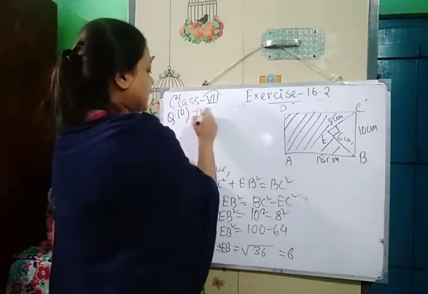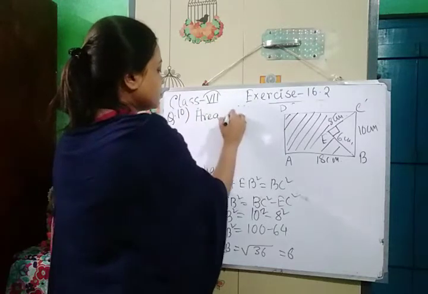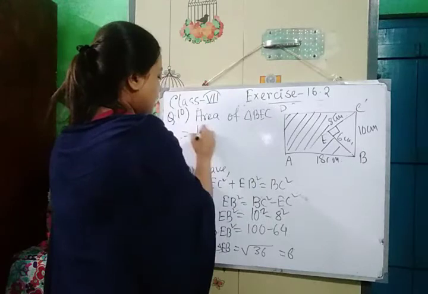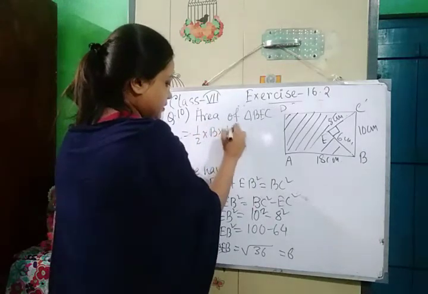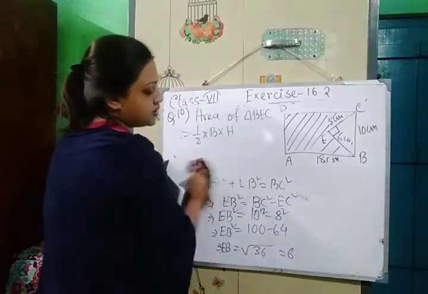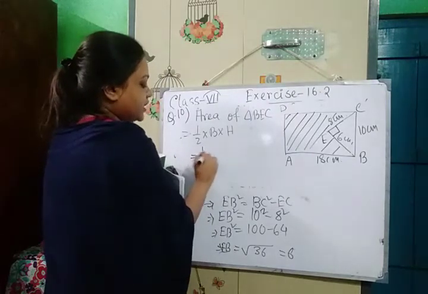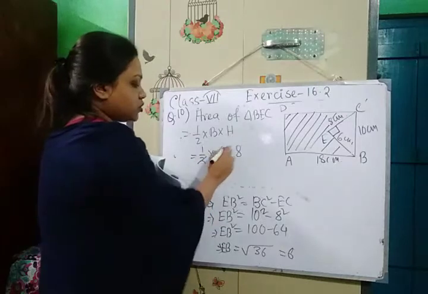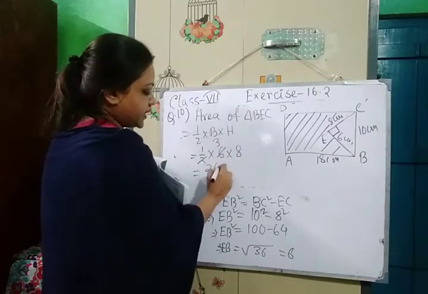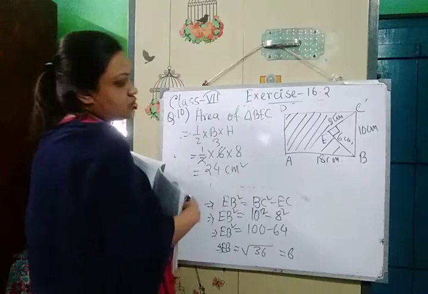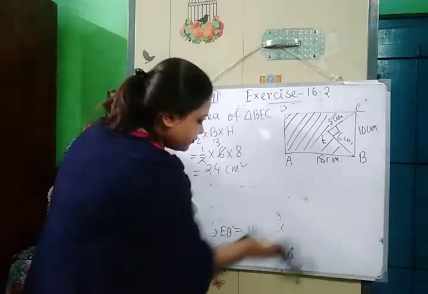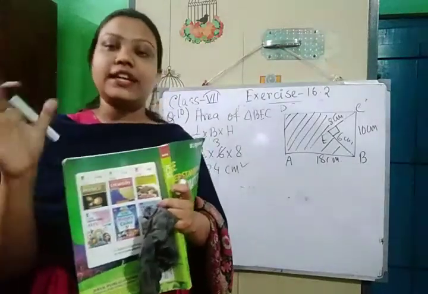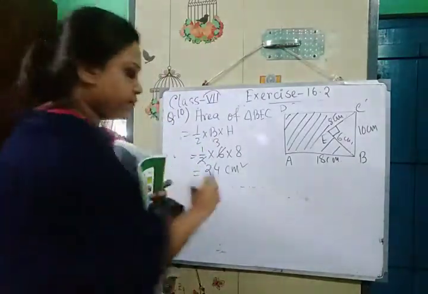So therefore the area of triangle BEC equals half into base into height. So half into base 6 centimeter and height 8 centimeter. So 2 3s are 6, 3 8s are 24 centimeter square. So the area of the triangle is 24 centimeter square and the area of the rectangle is 180 centimeter square.